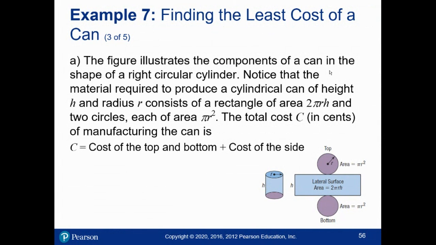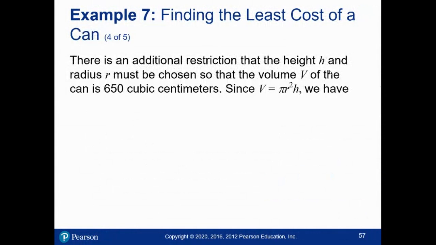So the cost is just the cost of the top plus the cost of the bottom plus the cost of the side. The top and the bottom are both pi r squared at a cost of 6 cents. The side is an area of 2 pi r h at a cost of 3 cents. So add those up. This simplifies to 0.12 pi r squared plus 0.06 pi r h. But I don't want h to be its own variable.